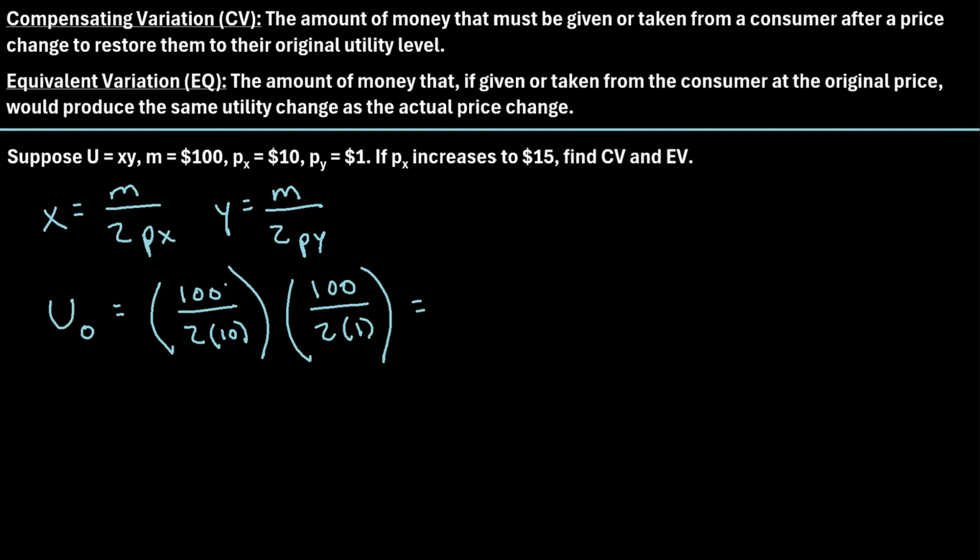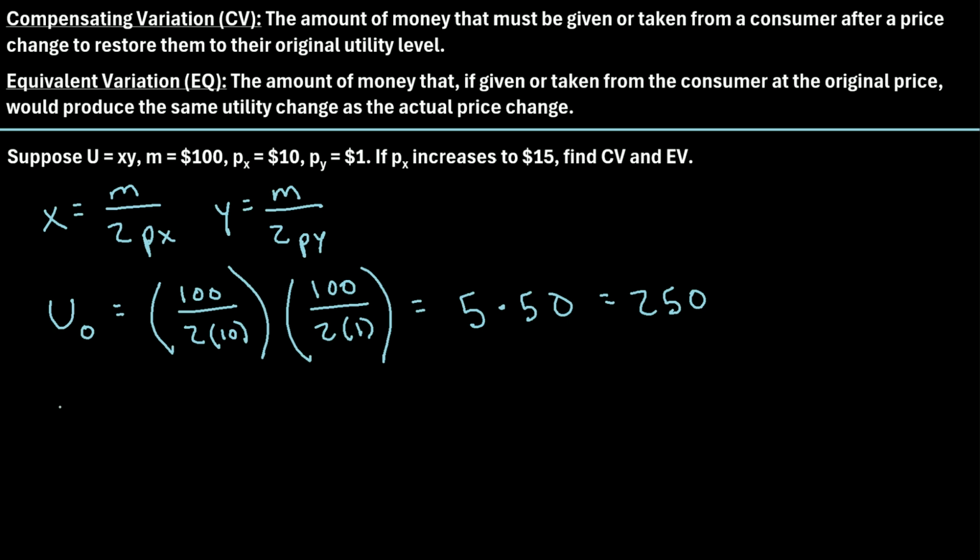So we get 100 divided by 20. This is 5. And we're multiplying that by 100 divided by 2. That's 50. So 5 times 50, that's 250. This is our original utility level at the original prices of good x and good y.